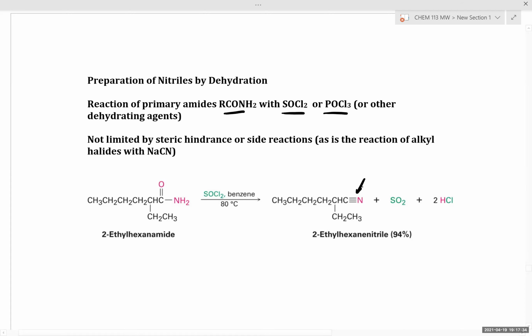So for example, if you tried to prepare this nitrile from the corresponding alkyl halide, you'd have a little bit of difficulty. It's a secondary substrate, it's a little bit hindered. If you go from the corresponding amide, however, this dehydration occurs readily, even on hindered substrates.